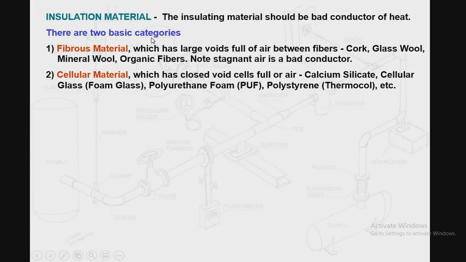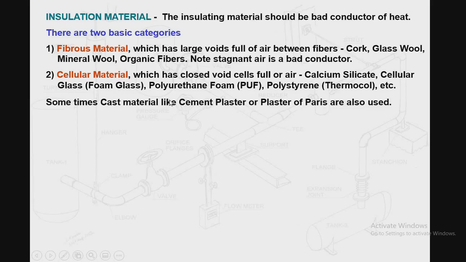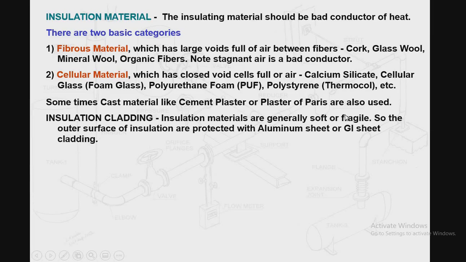What is the insulation material? There are several types of insulation materials. Number 1, fibrous material, which have large voids full of air between fibers: cork and glass wool, mineral wool, organic fibers. Number 2, cellular material, which have closed void cells full of air, such as calcium silicate, cellular glass, which is a foam glass, polyurethane foam, PUF, polystyrene, thermocol. Sometimes cast material like cement plaster or plaster of Paris are also used.